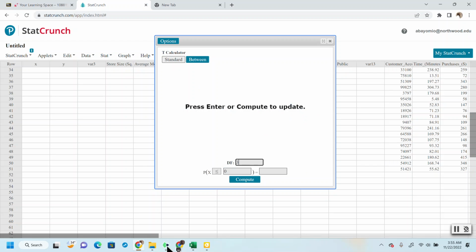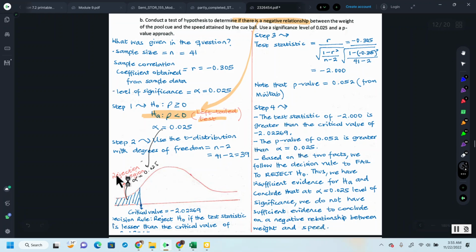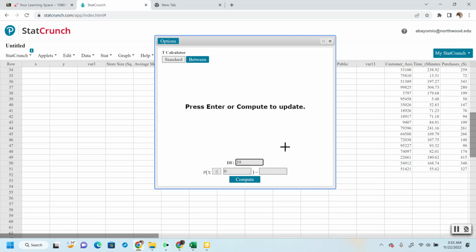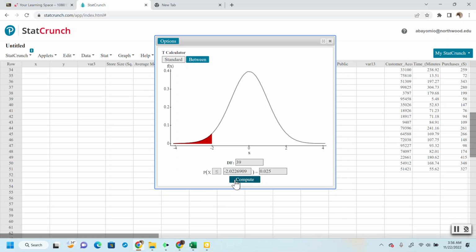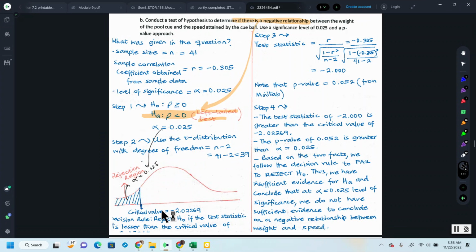So you have 39. And I would like to also key in the size of the rejection region in the less than region, or lower region. So 0.025, and I want that to definitely be on the left tail, this direction. So compute. So I have my critical value, which is negative 2.0226909. And that is what I have right here.